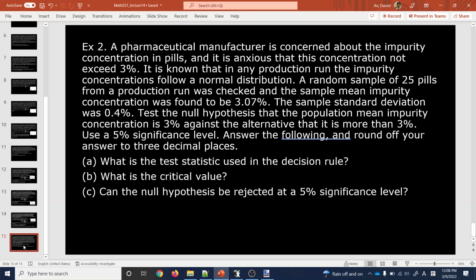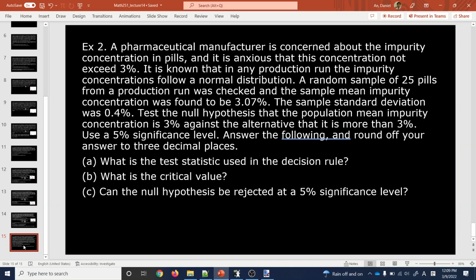A pharmaceutical manufacturer is concerned about the impurity concentration in pills, and it's anxious that this concentration not exceed 3%. So if they sell something and their impurity becomes more than 3%, then the customers don't like it, and your sales will plummet. Now, it is known that in any production run, the impurity concentrations follow a normal distribution. Okay, that's good to know, because now we can use statistical testing.